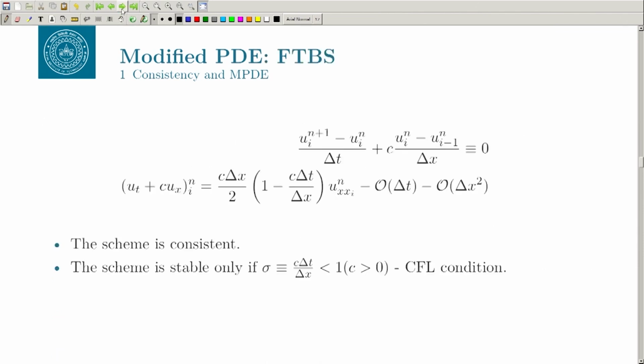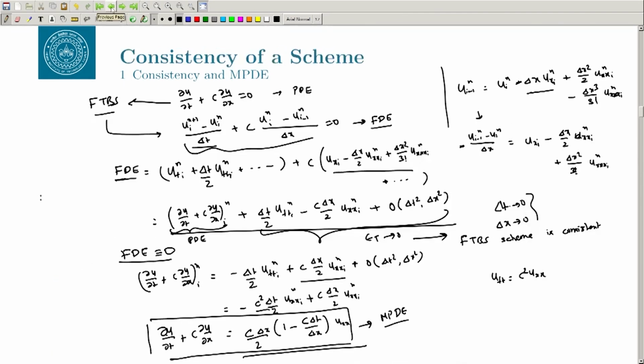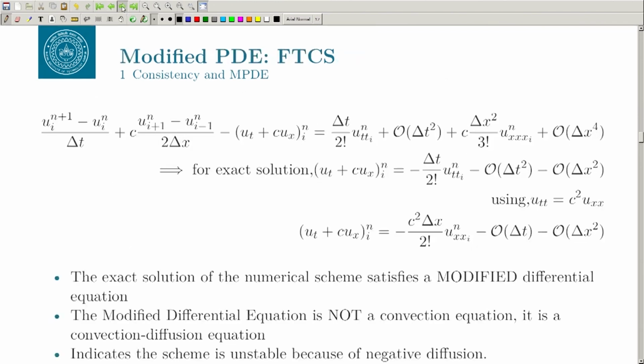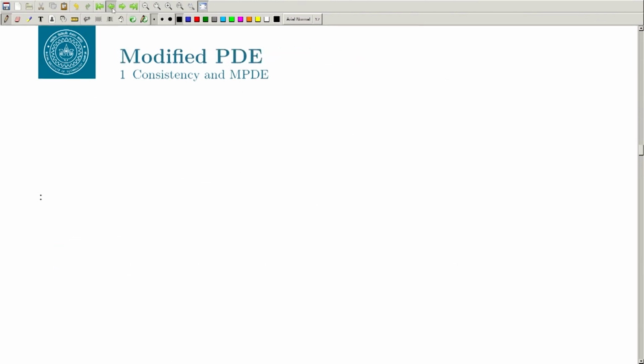And if you go to the FTBS, okay, so that will be minus 1 minus c delta t by del x. Okay, so there is one negative sign which will come here. Okay, so 1 minus c delta t by del x. Okay, so this is correct.